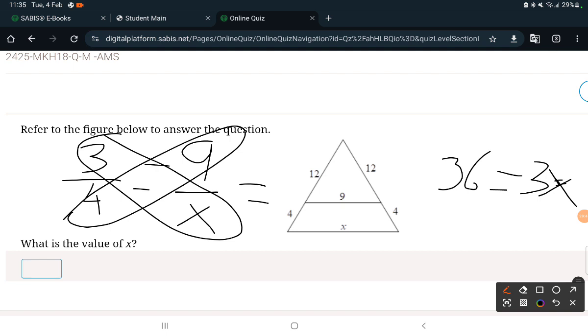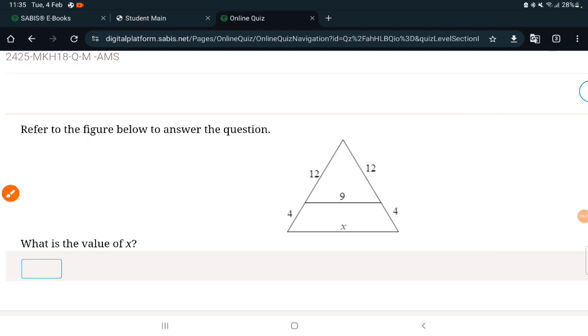Take the multiplication by 3 to the other side, and that will be divided by 3. So we have 36 divided by 3 is equal to x. Divide by 3 from the numerator and denominator, that will be 12 over 1. So 12 is equal to x.